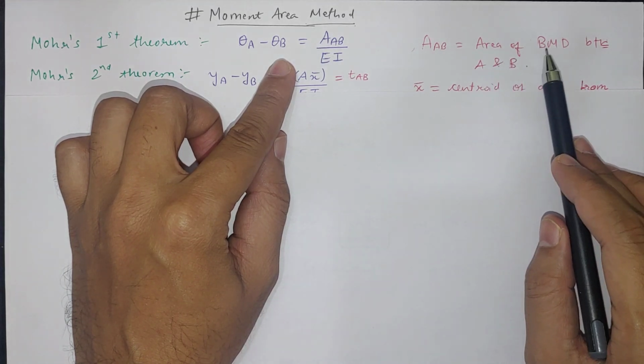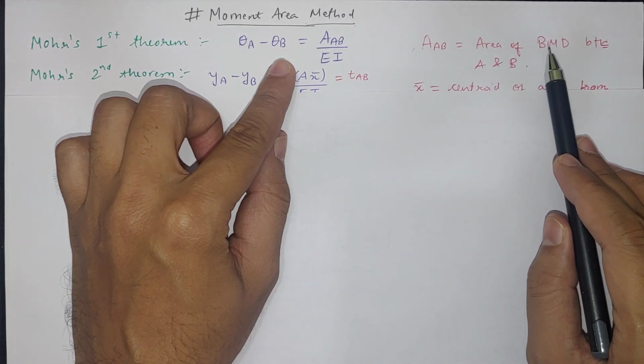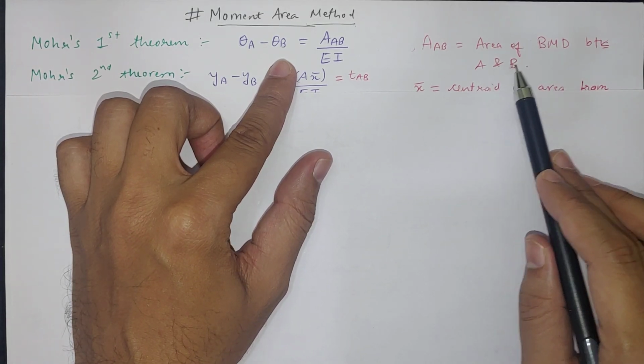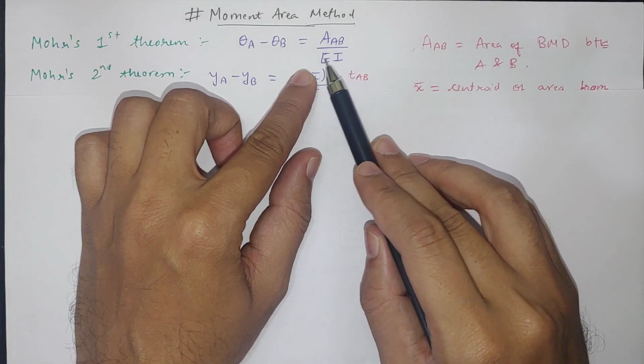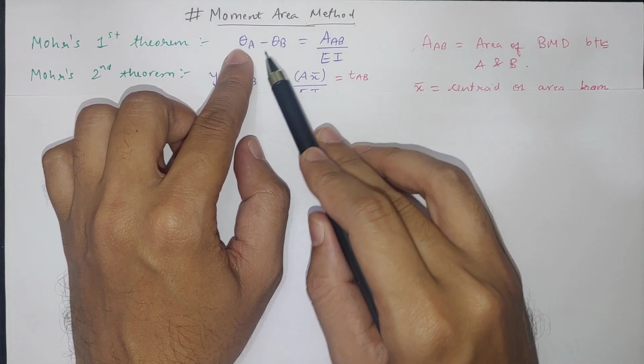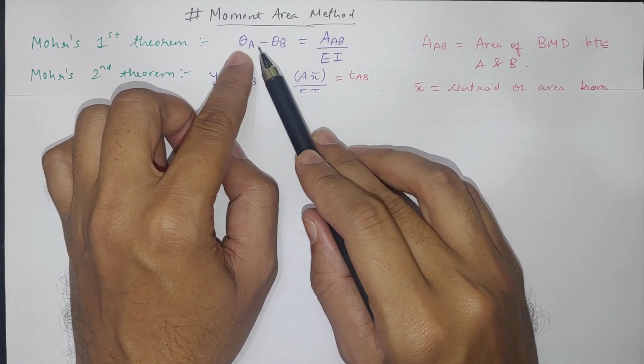So, we have to plot a bending moment diagram for a particular beam, and then we have to take the area between A and B in the bending moment diagram divided by EI. That will be the difference between the slope at A minus the slope at B. If the slope at B is 0, then we directly get the slope at A.